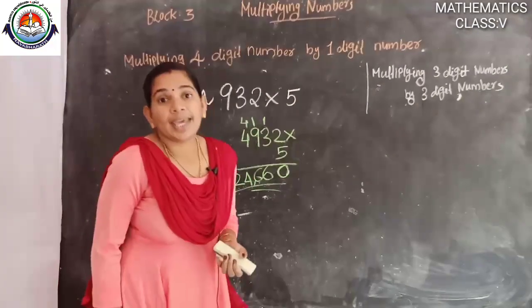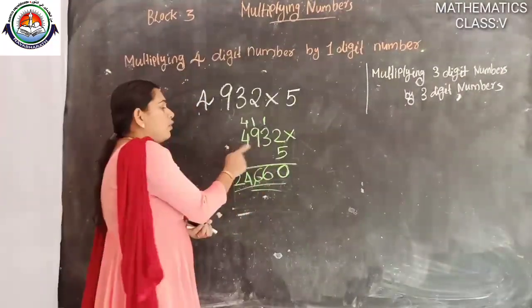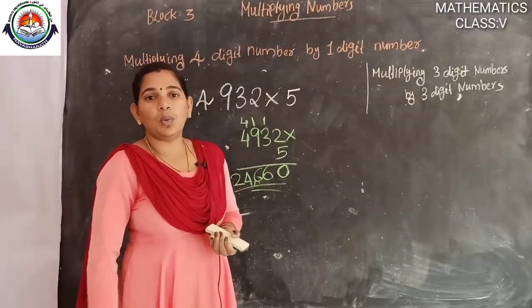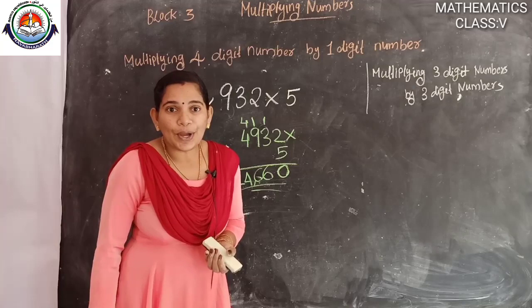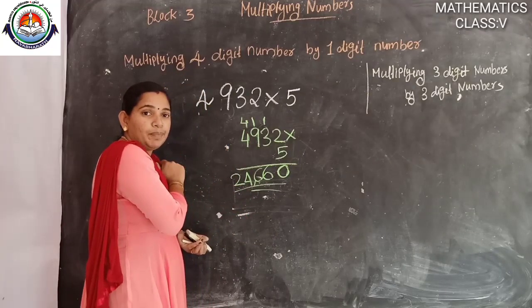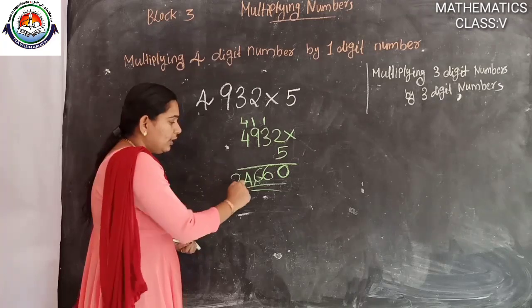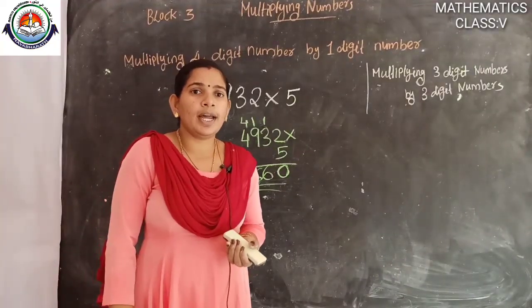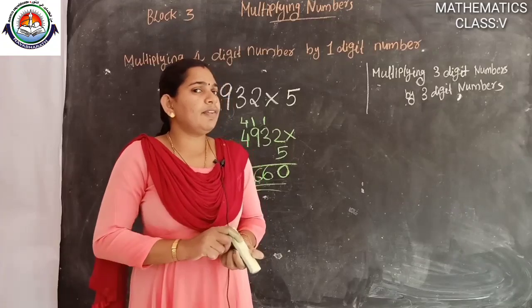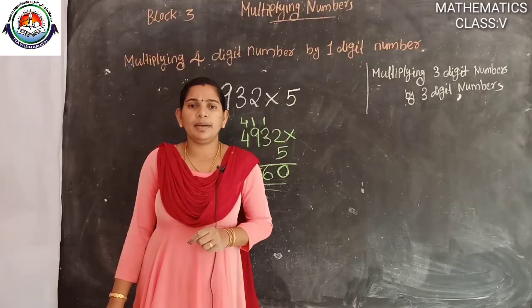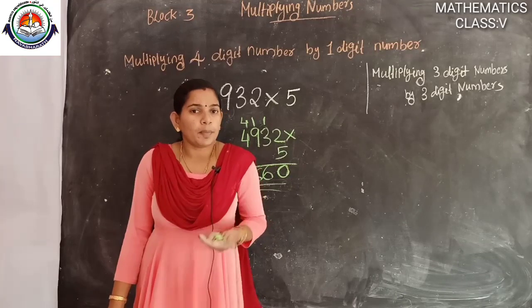4 as a carry. Then 4 into 5. What is the value of 4 into 5? 20. 20 plus 4, 24. Okay, have you corrected your answer? Does anyone have a doubt about multiplying a 4-digit number by a 1-digit number? We will do more problems.